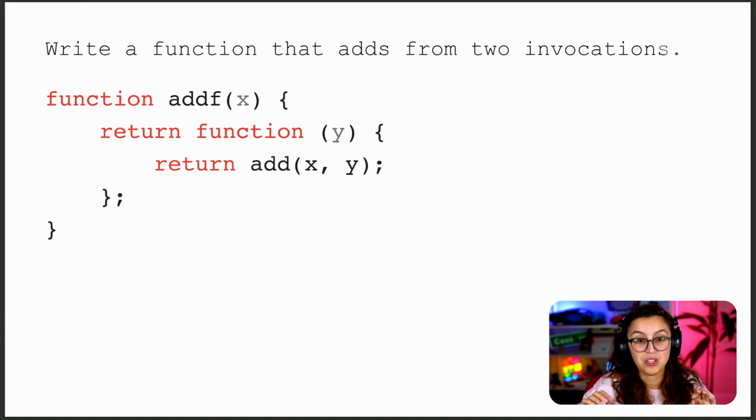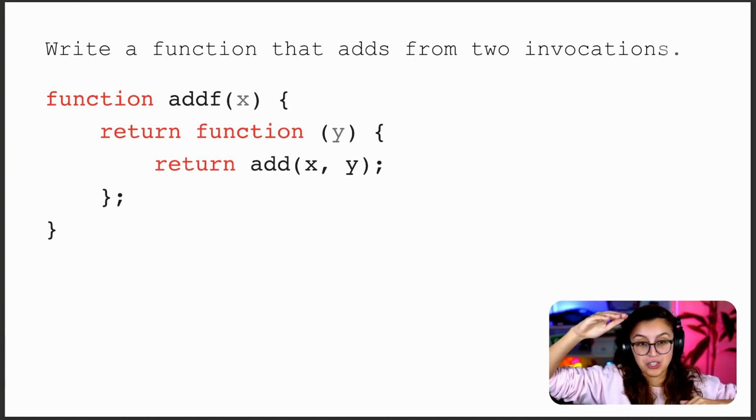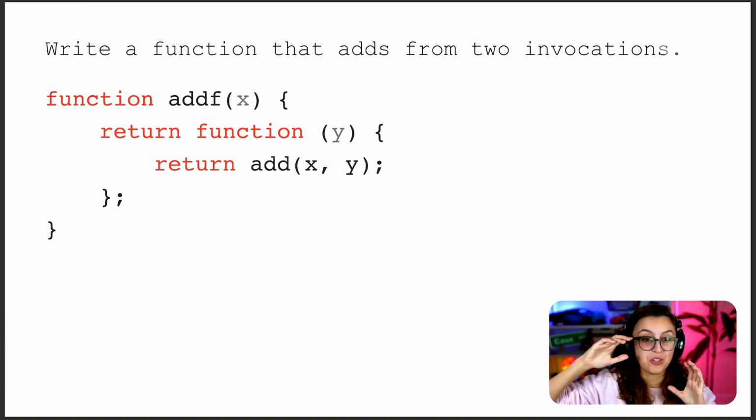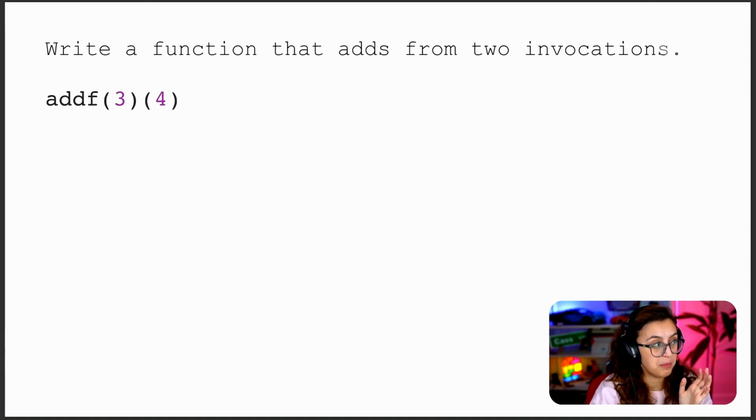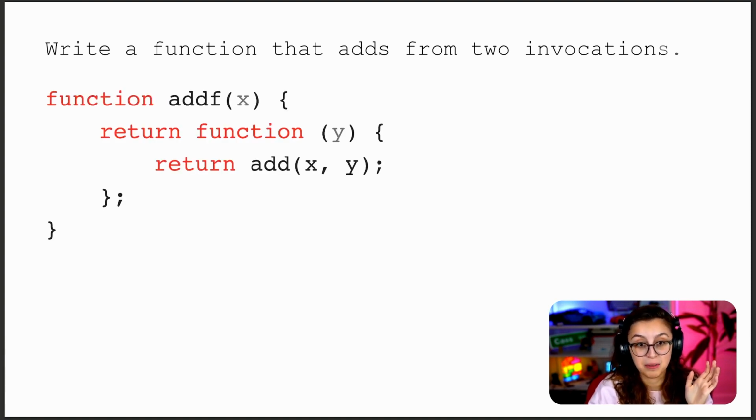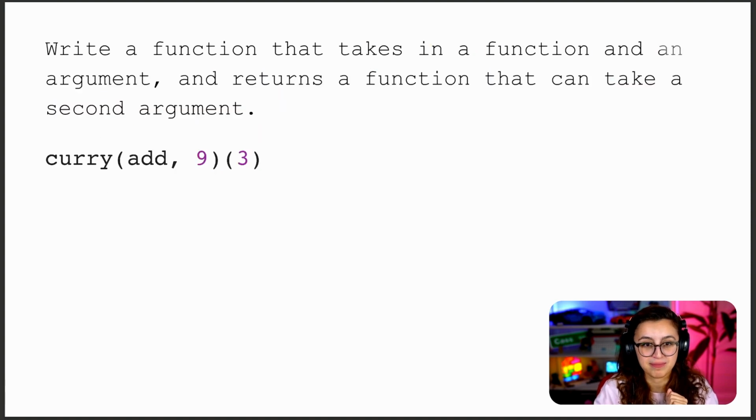So first of all, you have this addf function that wraps the whole thing. And then what you do is you return a function that is anonymous that takes in another value. And then you can use the add function that we wrote before to add them together. And so if we were to put 3 and 4 into this like we did before, you will get 7 because it is ultimately adding that previous one, but it's using two invocations. It's interesting, right?